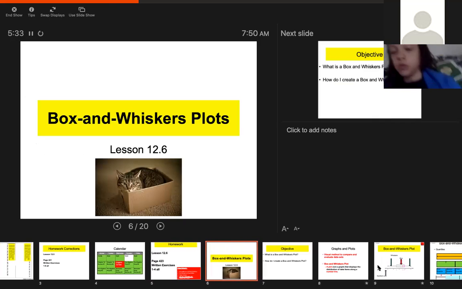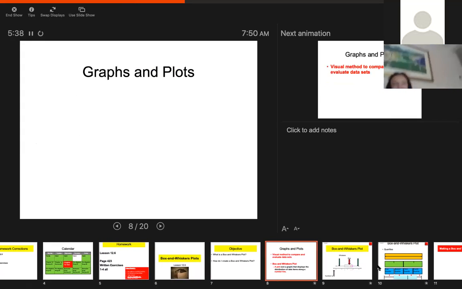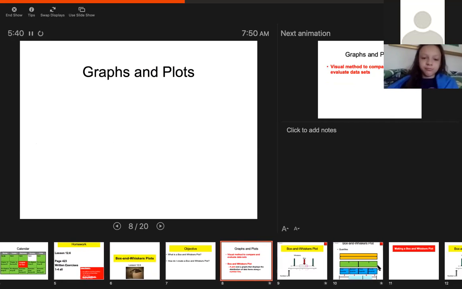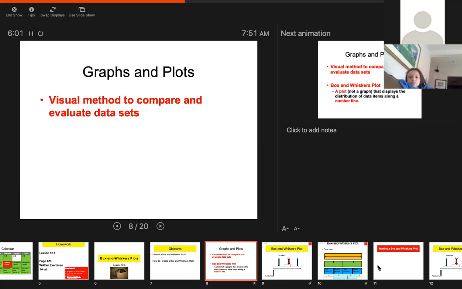So it is literally called a box and whiskers plot. We talked about graphs and plots, and I did say there was a difference. I just said in 7th grade, we don't tell you what the difference is. It's more of a high school thing, and it's not like, well, tell me now. I really can't because it's complicated. But there is a difference between graphs and plots. But for a 7th grader, you can think of graphs and plots as the same thing, because we're not going to see the differences until you get to high school. All right, both graphs and plots are a visual method to compare and evaluate data.